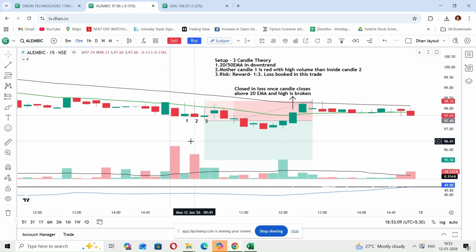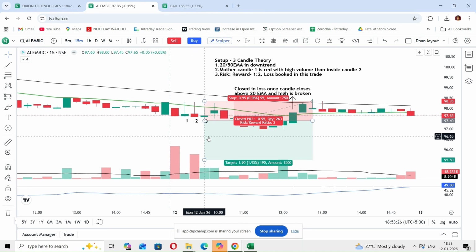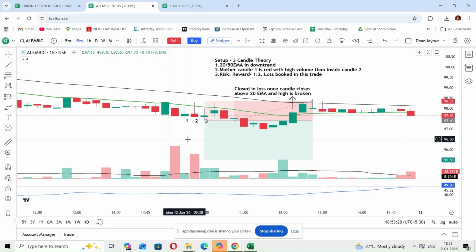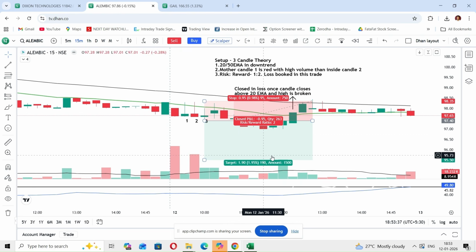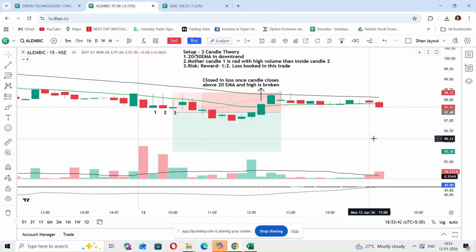Here, if you see, our rule says that out of the three candles, if I want to take a bearish trade, then my red candle should have the highest volume. So if you see here, the second candle is a red candle and it has the highest volume out of these three candles. Whenever the lowest point of these three candles is broken, I will take a trade. So here I took a trade, and my stop loss is the high of these three candles.